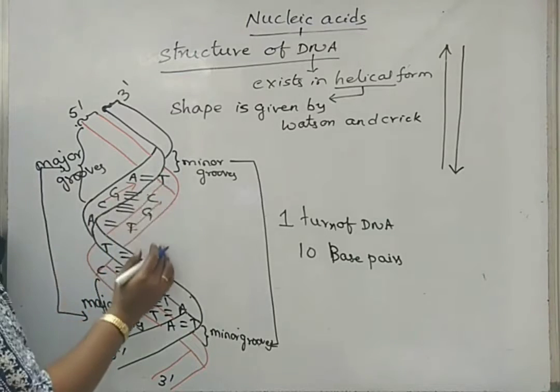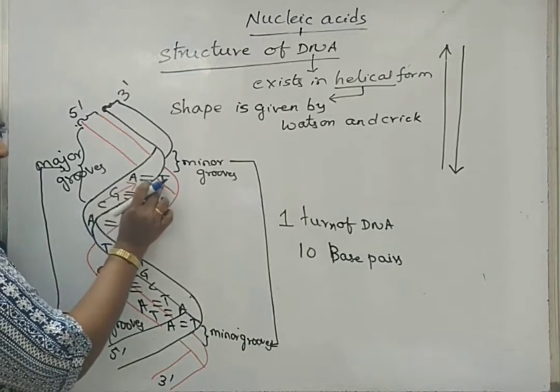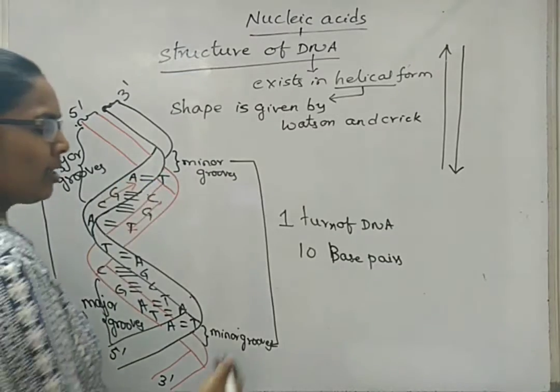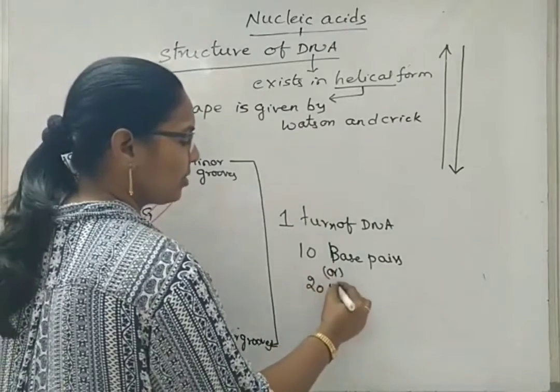So totally how many nitrogen base pairs are we telling? One is not a pair. One adenine plus thymine is considered to be a pair. Means how many bases are we having? Twenty nitrogen bases.